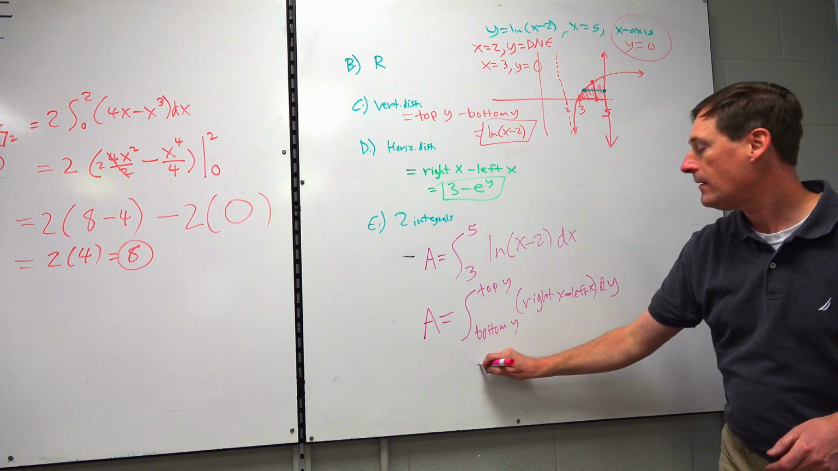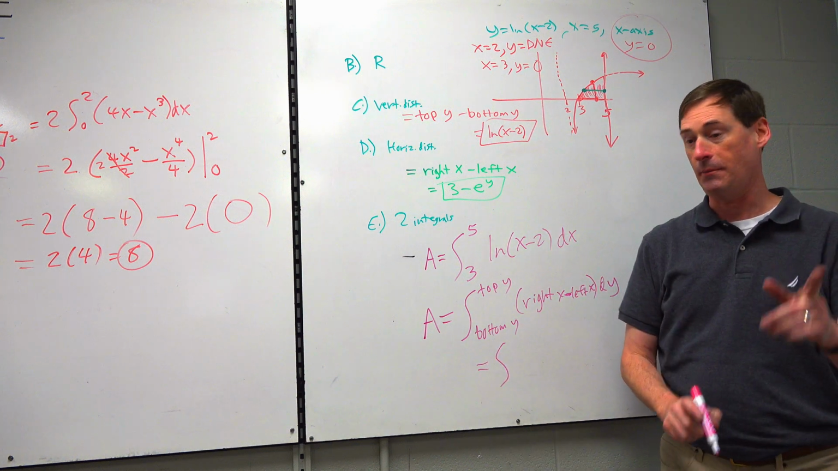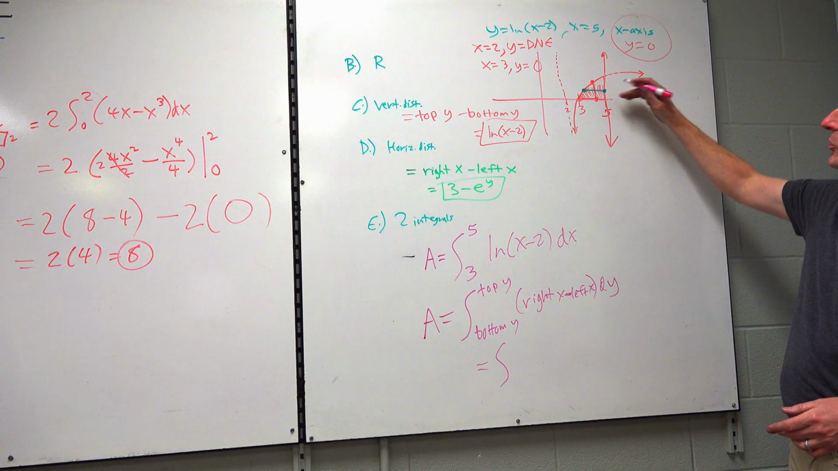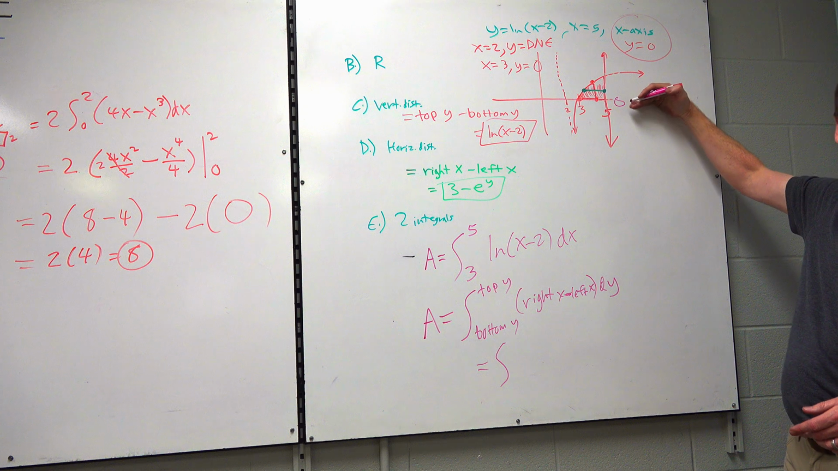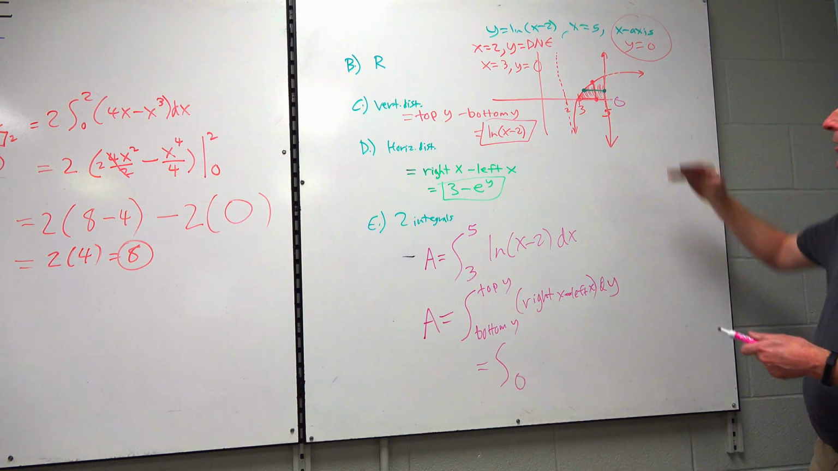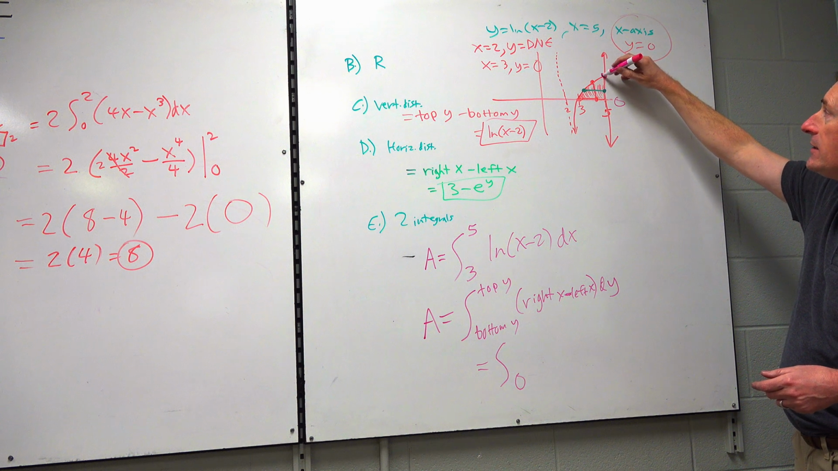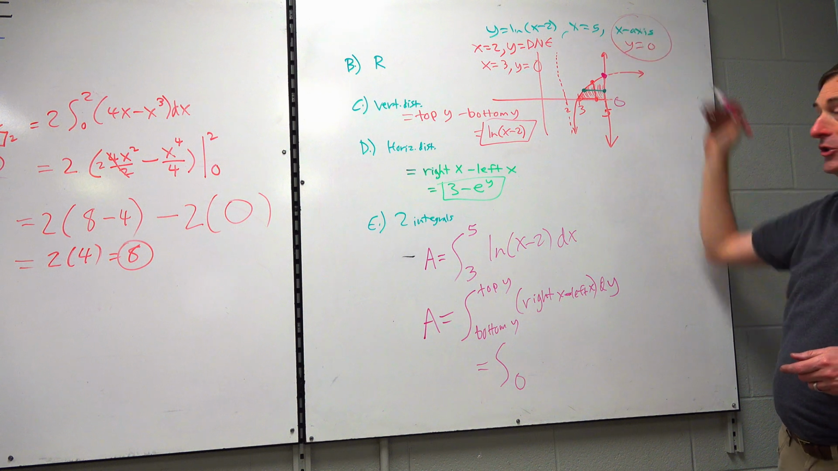So here's my alternate attempt. Bottom to top. What is the bottom y of this shape? Well, it's on the x-axis, it's 0. The bottom y is 0. What is the top y? Now, that's something we don't know yet. We don't know how high the shape goes.